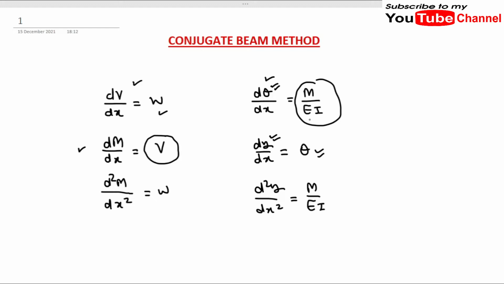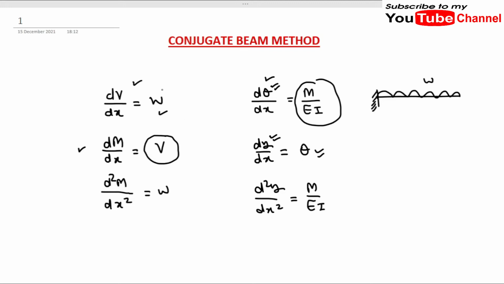Now let us look at a simple beam. If we have a beam like this, and let us assume that this is a cantilever, and this is our load w. If we apply this loading w on this beam, then we will have shear force, bending moment, and all other things. Now we are trying to use these relationships for finding out slope and deflection. How are we going to do that?